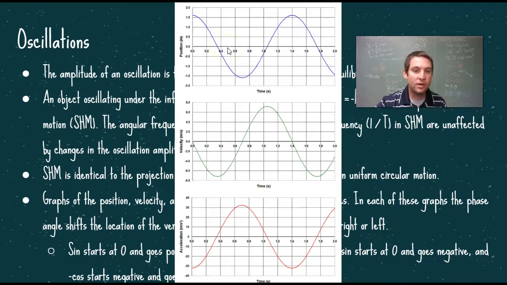A shortcut for you to determine the acceleration versus time when only given position versus time, rather than taking the derivative twice, you can just recognize that acceleration versus time for this object in simple harmonic motion is just the mirror image of your position versus time graph, flipped along the x-axis.